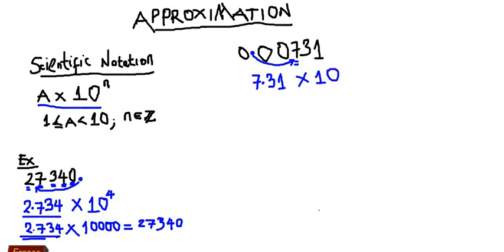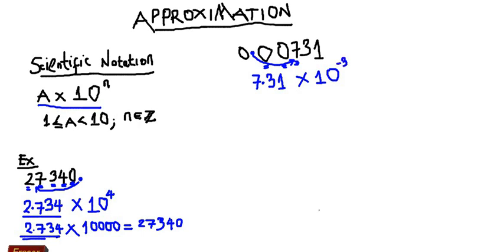Now, since this is a decimal number, it's less than 1, and we have moved through 3 decimal places. We have moved through 0, another 0, and 7 for us to have the decimal point after 7. It means our power will be -3. The n will be -3.